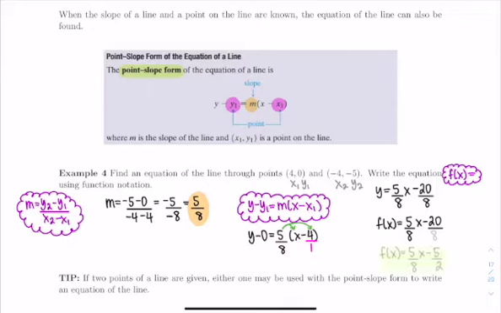We can actually simplify that 20 over 8 just a little bit. We can take a 4 out of the top and bottom. And so we end up with f of x equals 5/8 x minus 5 over 2.